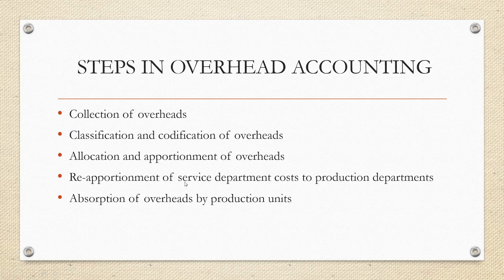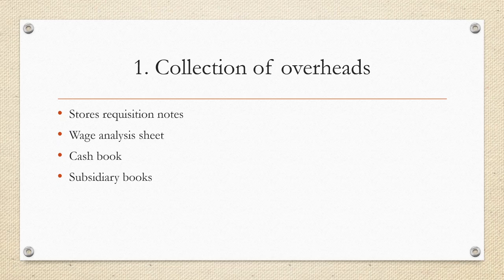Now these are the steps involved in overheads accounting, and actually these are the first 3 chapters which we are going to study. That is, the first chapter overheads, the second chapter secondary distribution of overheads, and the third chapter absorption of overheads. Now let us first see the first step involved in overhead accounting, that is the collection of overheads. Now we need to get information about the indirect cost. So overheads is nothing but the sum total or aggregate of indirect materials, indirect labor and indirect expenses.